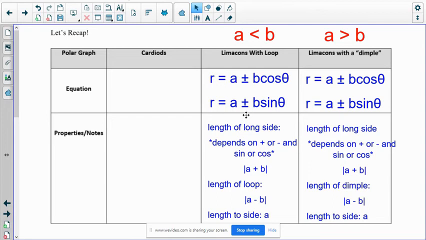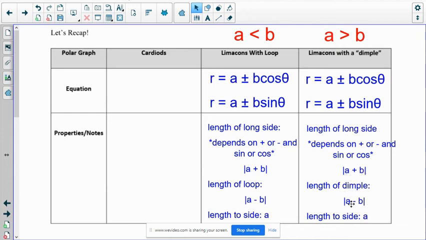Okay, so the length of the long side, you're going to add them together. And we're saying absolute value because you should know where it should go based on if it's positive, negative, and if it's a sine or a cosine graph. The length of the loop is a minus b. Okay, and so you're going to add them to get the long length and you're going to subtract them to get the short length. And then the length to the side is still a because at some point these are 0 and so they would be gone. Similarly, with the dimple, the length of the long side is you add them together.